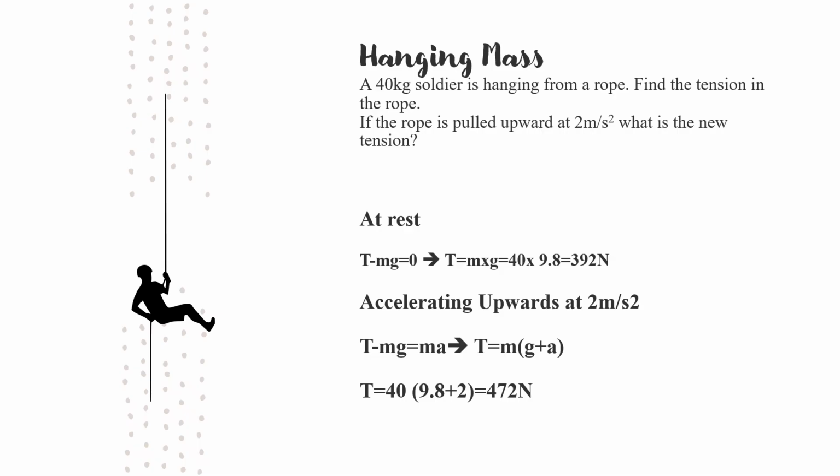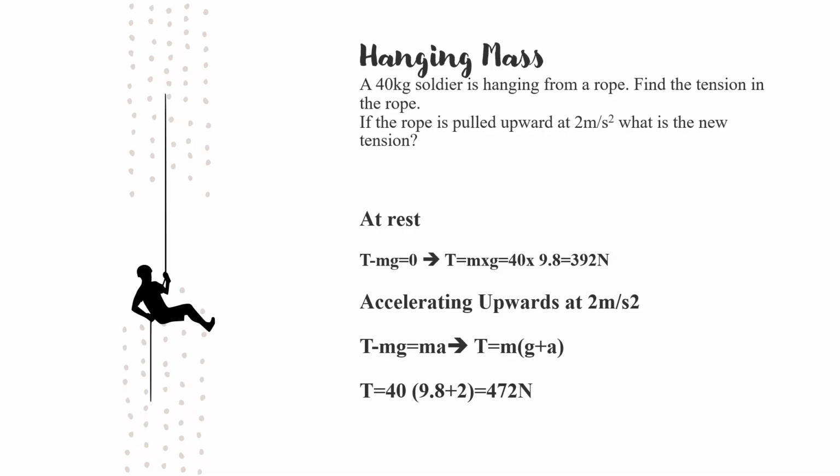Now, if we were to pull that soldier upward, or if that tension now changes to have an acceleration upward at 2 meters per second squared, what can we say about the tension? We know that the tension minus the mass times gravity downward, which is the net force, should equal the mass times the acceleration upward.